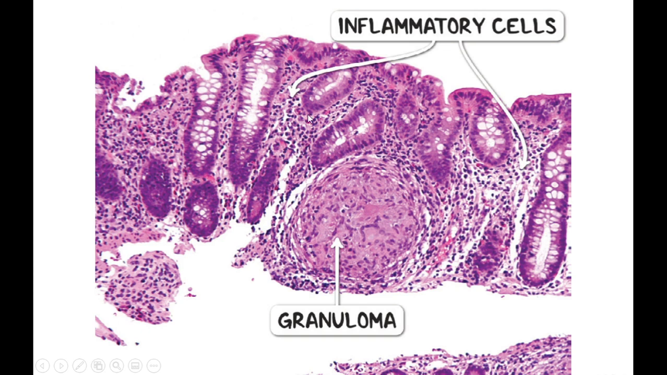This is called crypt distortion and crypt atrophy. Crypt atrophy is seen as a decrease in the number of crypts, or a decrease in the number of glands, due to chronic ongoing destruction and loss of the crypts. Goblet cell depletion, or goblet cell loss, is seen in some glands as a sign of chronic destruction and chronic inflammatory process, and this is the non-caseating granuloma seen within the wall in 50% of the cases.